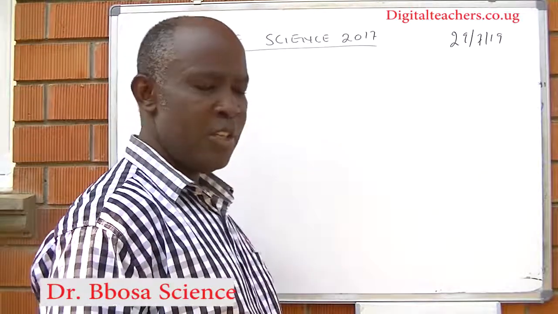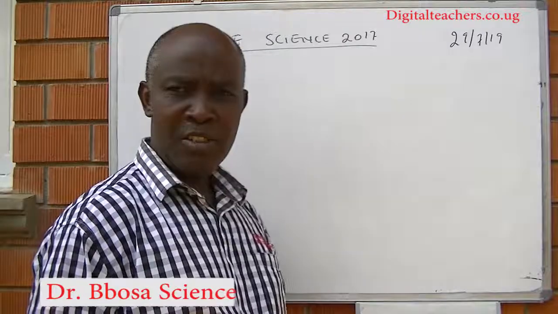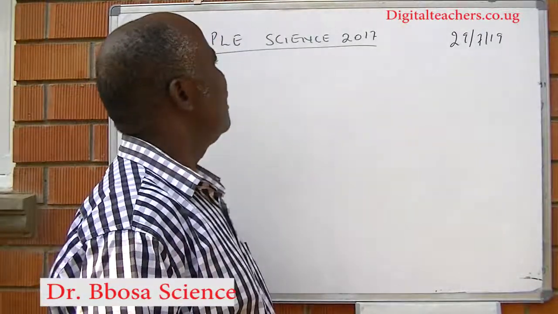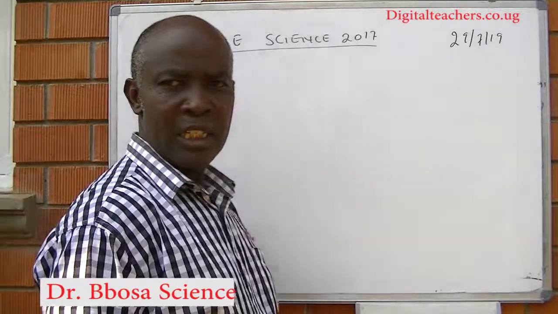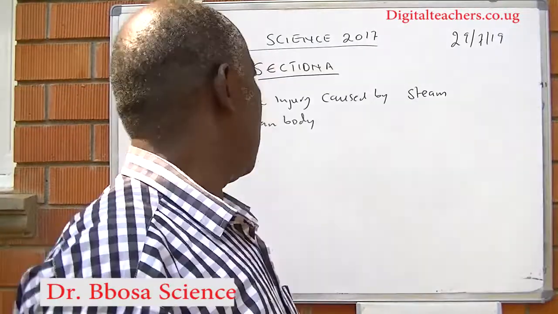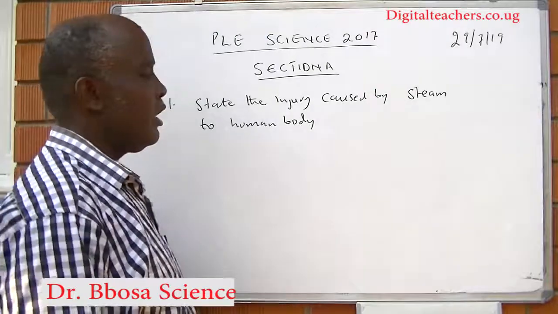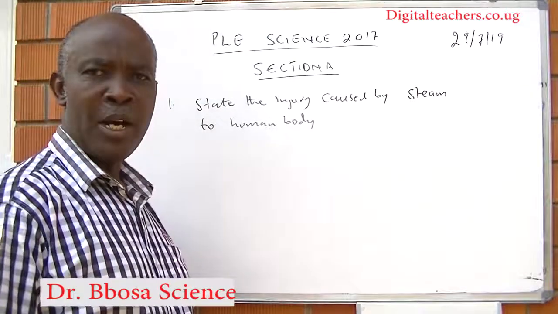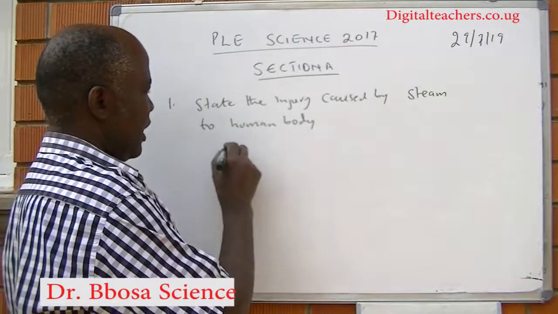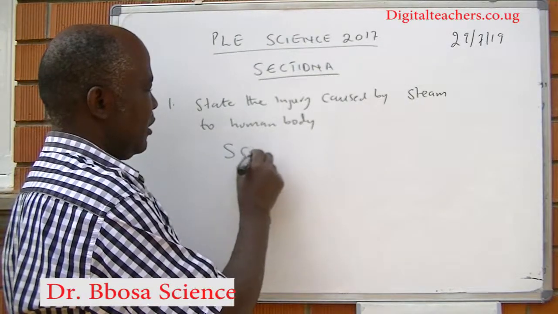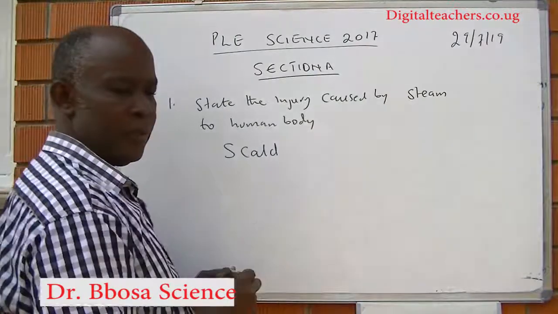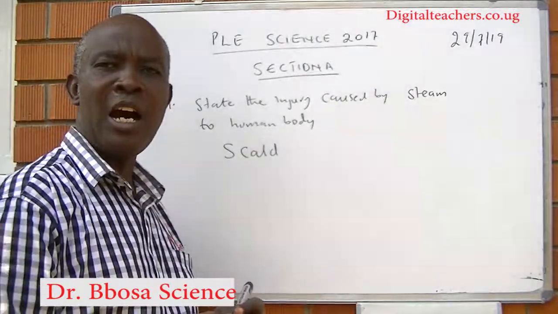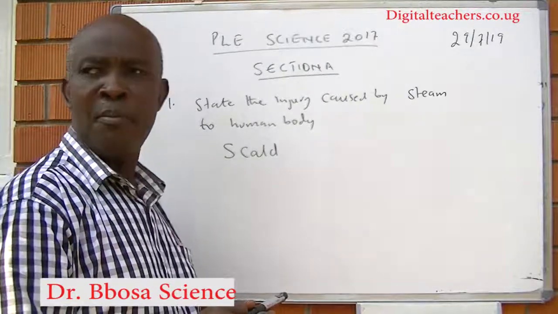Today, 29th July 2019, we are going to revise PLE 2017. Number 1, state the injury caused by steam to the human body. That is called a scald. A scald is a burn caused by a hot liquid to the body.